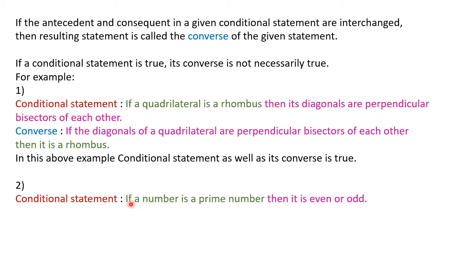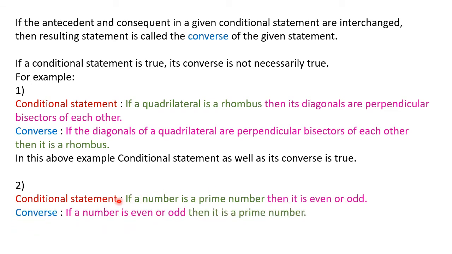So here the statement is given as, if the number is a prime number, then it is even or odd. Now you must be knowing what is even and odd. 1, 3, then 5, then 7. All these are odd numbers. And even numbers are 2, 4, 6, 8. All these are even numbers. So if it is a prime number, then it can be even or odd. So 2, it is even and it is a prime number also. And 3 which is there, it is a prime number as well as it is odd. So this conditional statement is true.